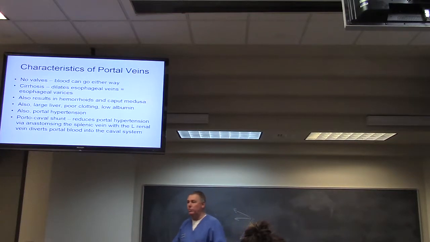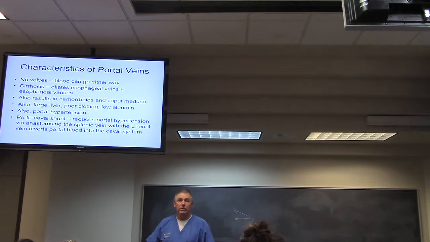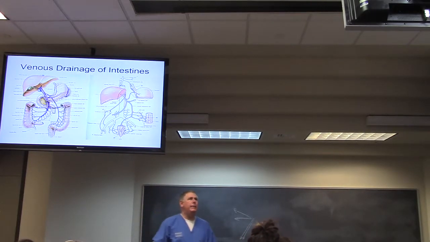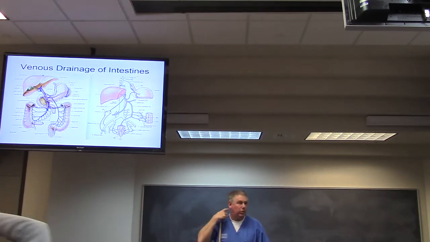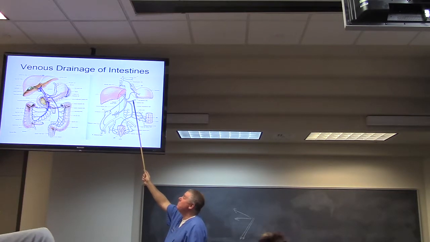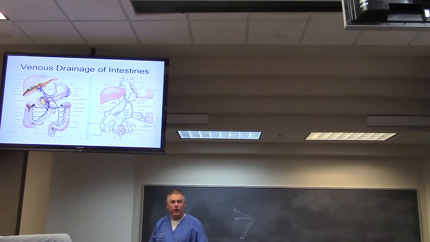Increased pressure in the portal system because of things like cirrhosis or hepatitis is called portal hypertension. And what you can do is go in there and increase the portocaval anastomoses. Let's take the pressure off the portal system. Let's take the splenic vein, remove it from the spleen, and tie it into the renal vein.